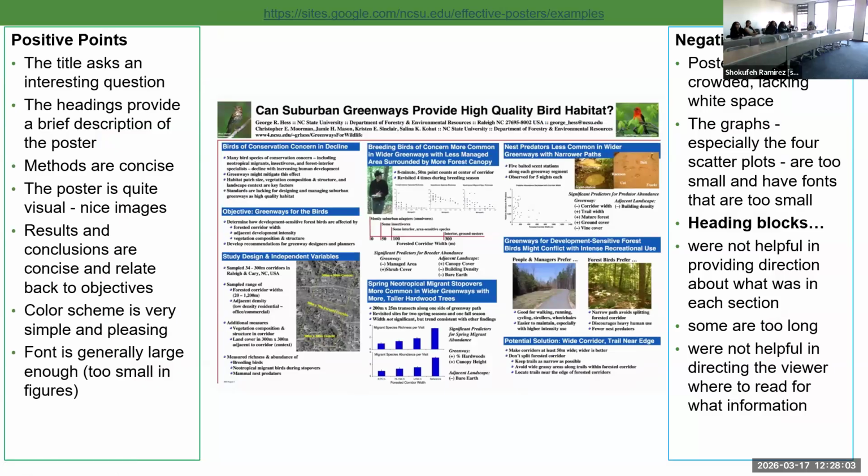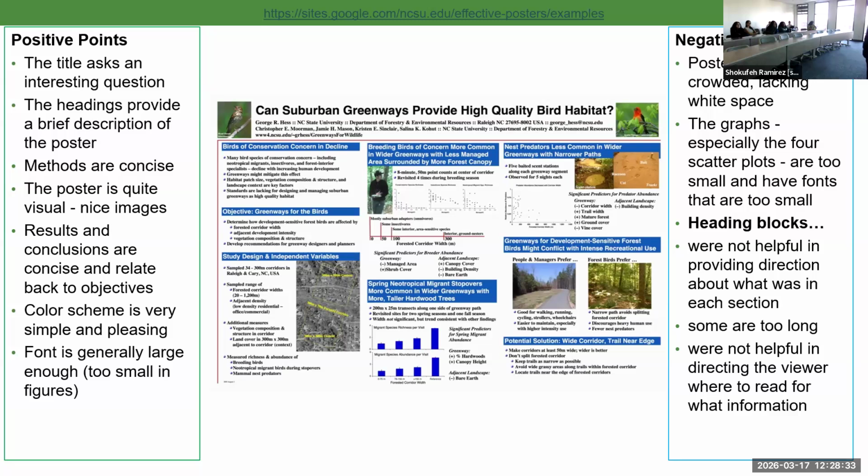Okay. So some positives about the poster. It asks an interesting question: can suburban greenways provide quality bird habitat, high quality bird habitat? There were some nice images. Color scheme is simple. Font is generally large enough. But some negatives: it appears crowded, lacking white space. The graphs, especially the 4 scatter plots, are too small. So it's hard to see this.